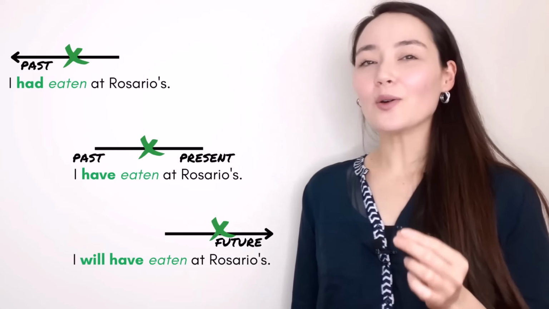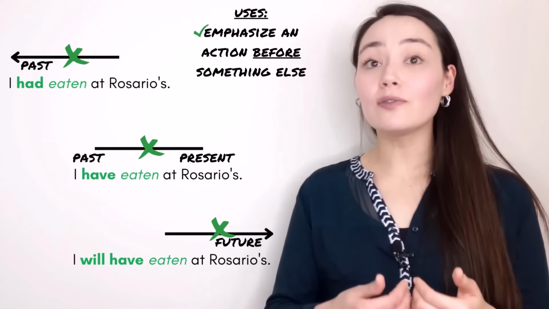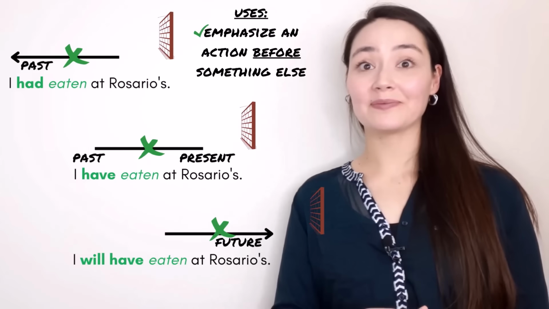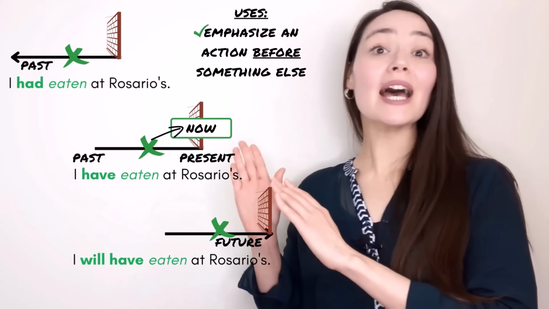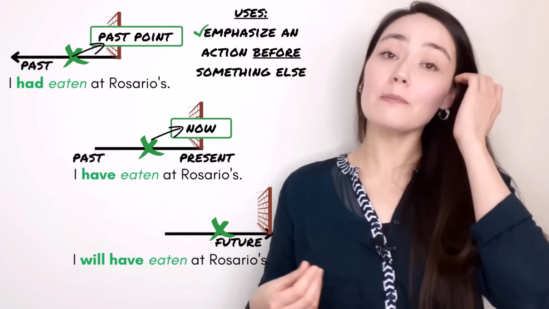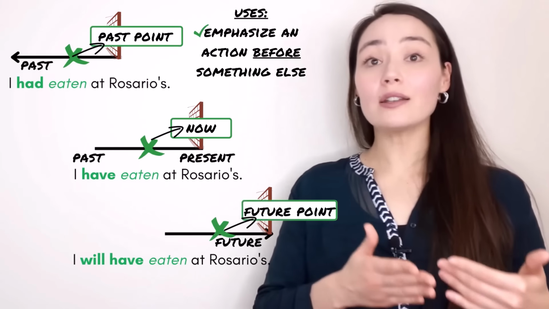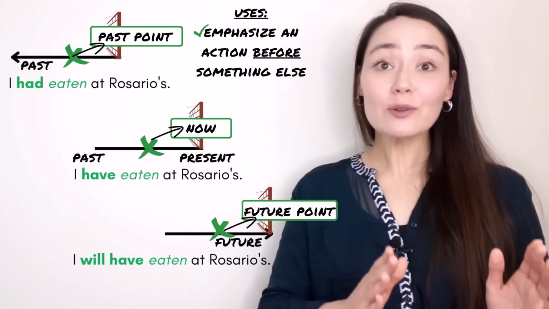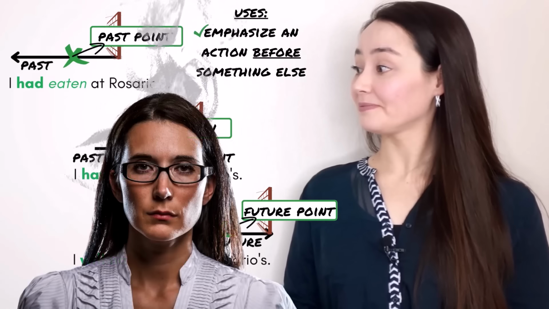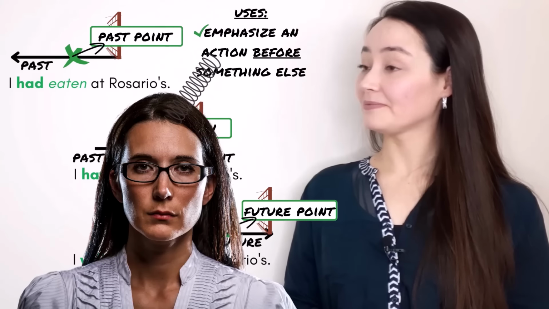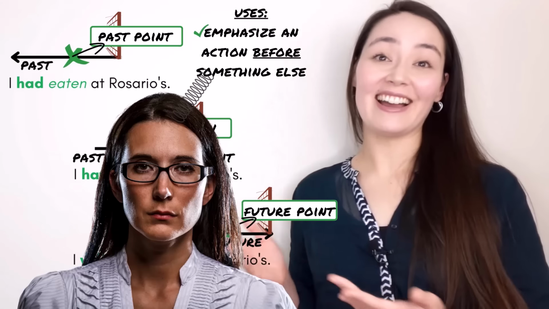The perfect tenses are really special because they emphasize an action before something else. Present perfect, before now. Past perfect, before another past point. Future perfect, before another future point. You can really see how similar these three are. I understand. Let's do these one at a time.